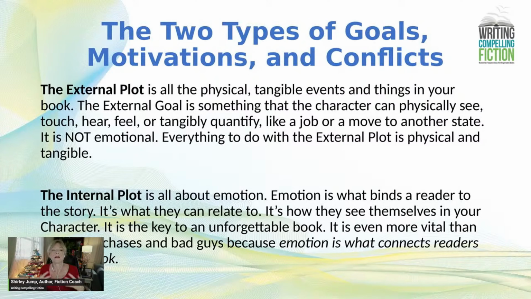On the channel, we had a whole series of videos about plot, both the external plot and internal plot. So the external plot is all of the physical, tangible things in the book. It is the actions the character has to take, the things that they do, the things that they need, like a job or a family farm or a child. All of those things are physical and tangible. You can touch them, right? You can see them, you can quantify them.